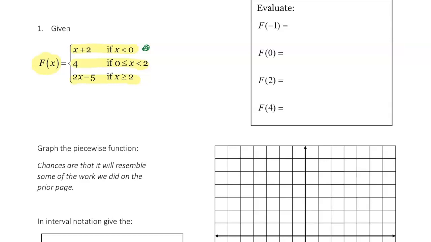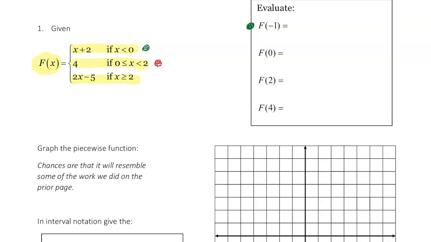That piece is in effect whenever x is less than 0. Come over here to the evaluate, and when I evaluate f of -1, I'm going to use the green piece. Then go on to f of x equals 4 during a certain window. Okay, that window is from 0 to 2, not inclusive. 0 is included, but 2 is not. So I'm going to change my color for that to red.